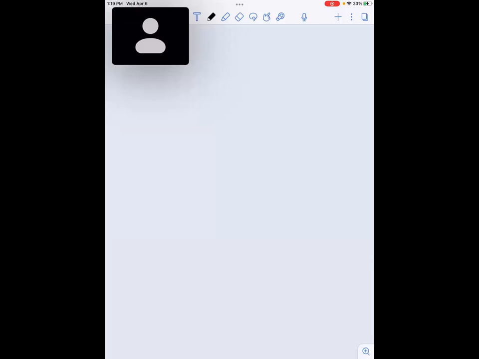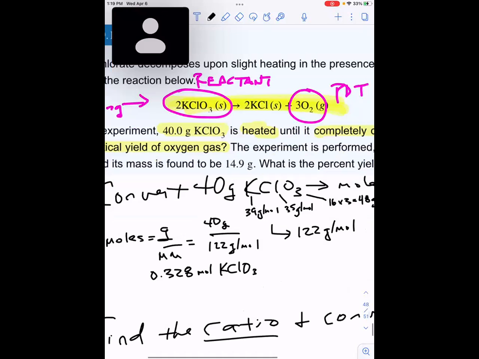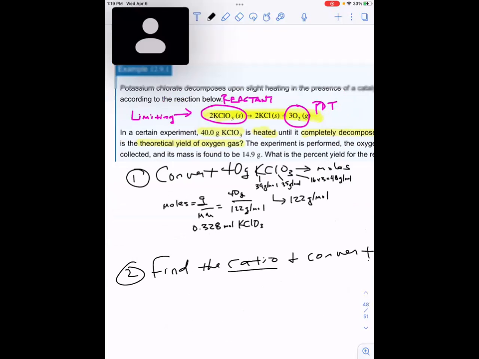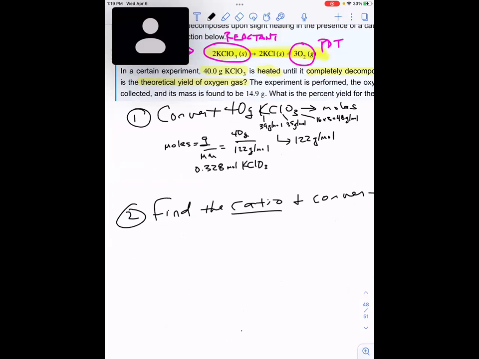All right. So we got 0.328 moles, and now we want to convert moles of KClO3. Hopefully that's back up. Is that back up? I think it is. Yeah, it popped back up. Moles of KClO3. Okay. To moles of oxygen. So we're going to use that ratio from the reaction.